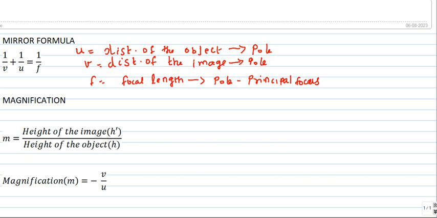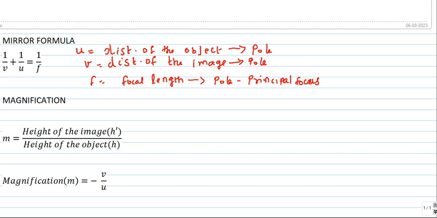The object height, as we have seen, will be positive because it is placed above the principal axis. If the image is real and inverted, what happens? The image height will be measured below the axis, meaning it will be in the negative y-axis. So these points we have to remember when we are solving the problem.